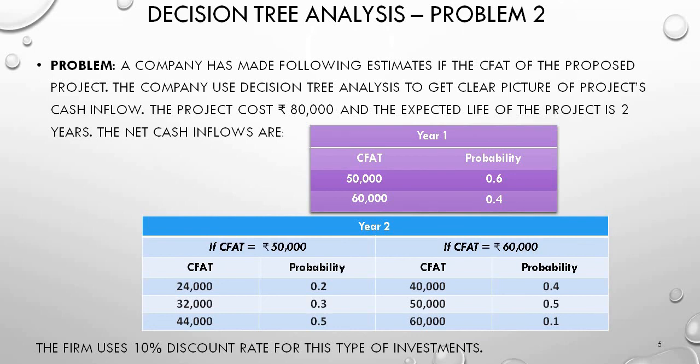cash flows after tax equal to rupees 60,000. If it is a base, then cash flows after tax are first 40,000 with probability 0.4, 50,000 with probability 0.5, 60,000 with probability 0.1. Now the firm uses a 10% discount rate for this type of investments.